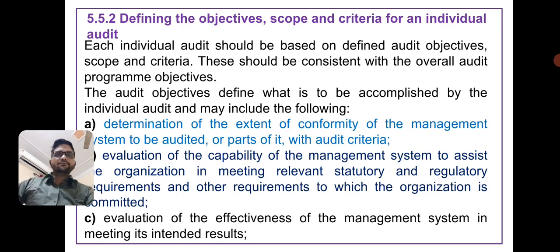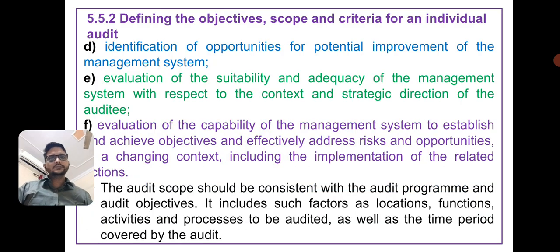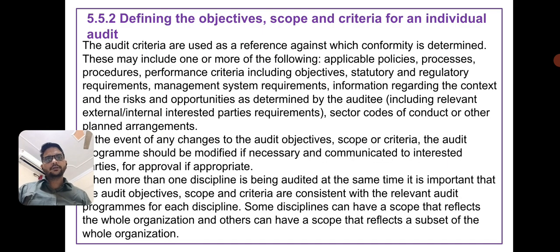Next clause is 5.5.2, that is defining the objective, scope and criteria for an individual audit. What are the objective, scope and criteria? The audit objective defines what is to be accomplished by the individual audit and may include the following. One is determining the extent of conformity of the management system, evaluating the capability of the management system, and next is evaluating the effectiveness of the management system. Next is identification of opportunities, evaluation of suitability and adequacy of the management system, evaluation of capabilities.